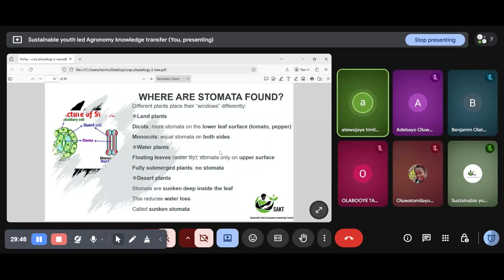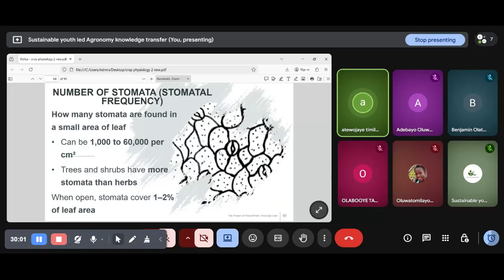So dicots have more stomata on the lower leaf surface, like tomato. Monocots have them equal on both sides. Water plants have them on floating leaves. So these are the different places where the stomata are found. If they ask you where the stomata are on your tomatoes, for vegetable farmers, you know there are more stomata on the lower surface than on the upper. The number of stomata can be from 1,000 to 60,000.